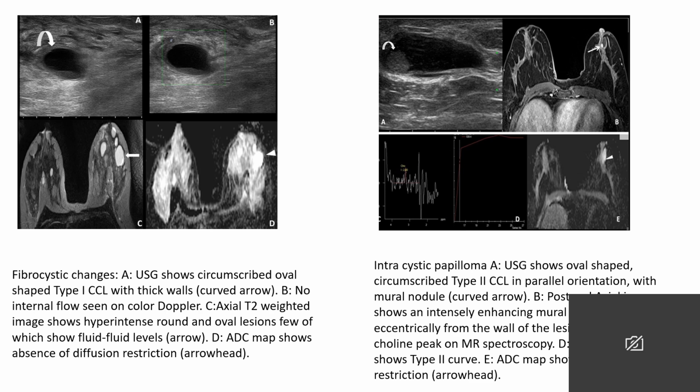Next, the ultrasound picture showed an oval shaped circumscribed type 2 complex cystic lesion in parallel orientation with a mural nodule, which is shown by the curved arrow. On the post gadolinium enhanced axial image, it shows an intensely enhancing mural nodule arising eccentrically from the wall of the lesion. Here, absence of choline peak on MR spectroscopy is noted. Dynamic analysis showed type 2 curve, and ADC map showed no diffusion restriction.